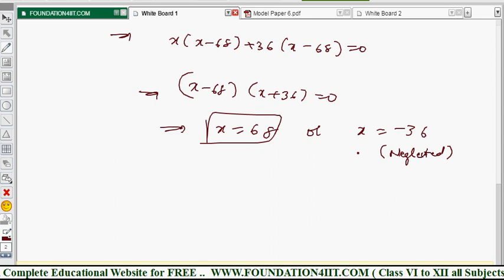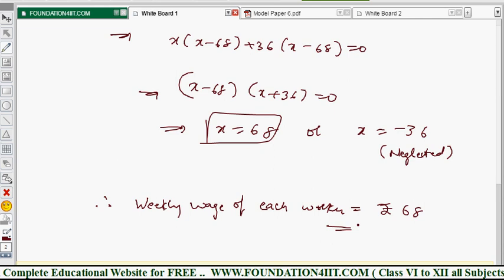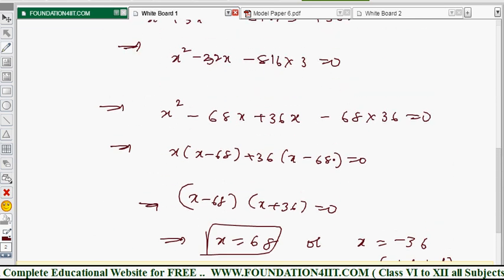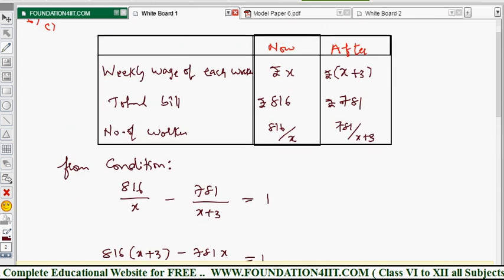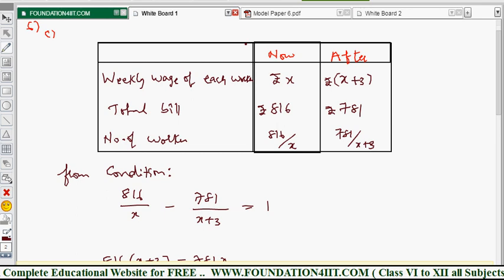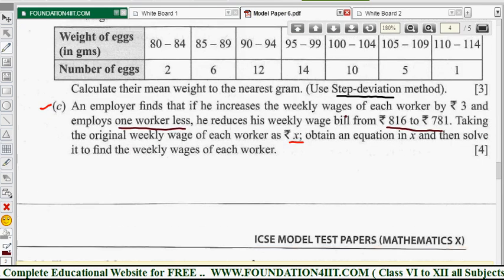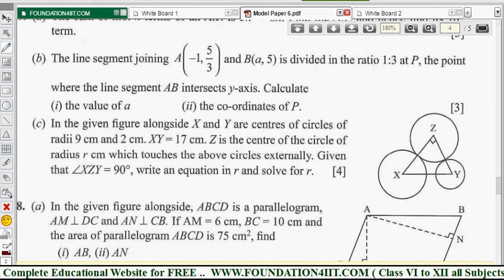Right? So therefore the weekly wage of each worker is rupees 68. Simply, you should first make the equation clearly, then you will get the quadratic equation, which is solved only by factorization. So it's simple. So this is about this question. Now let us see the next problem, 7th in this paper, and we'll solve these sums.